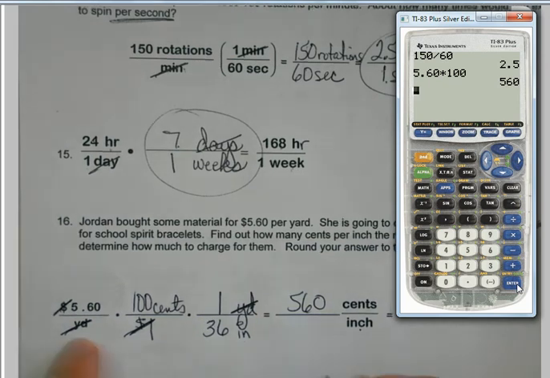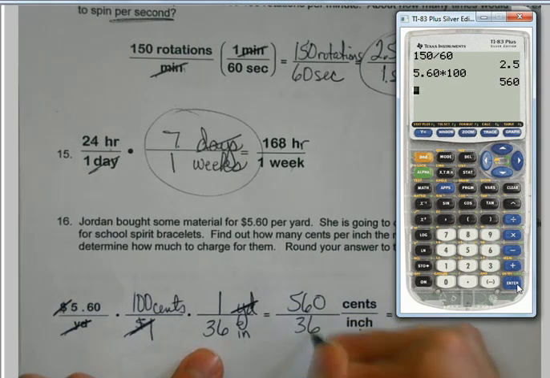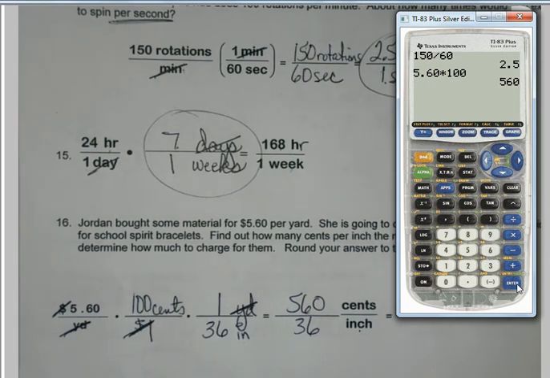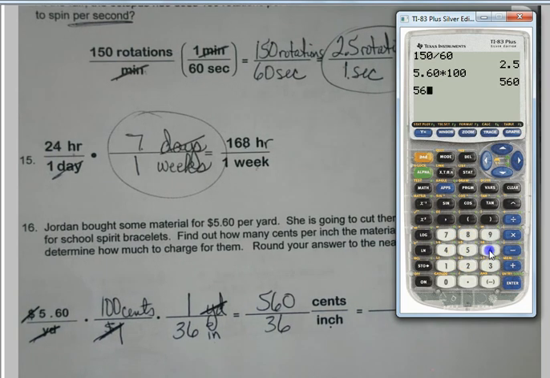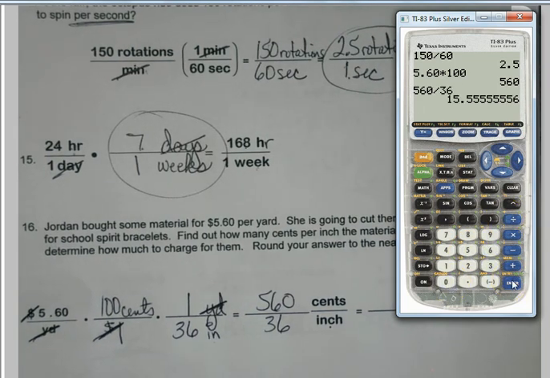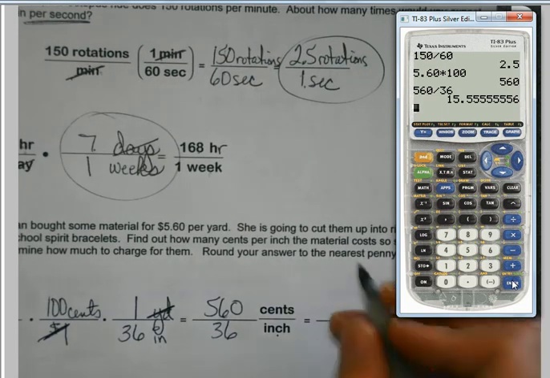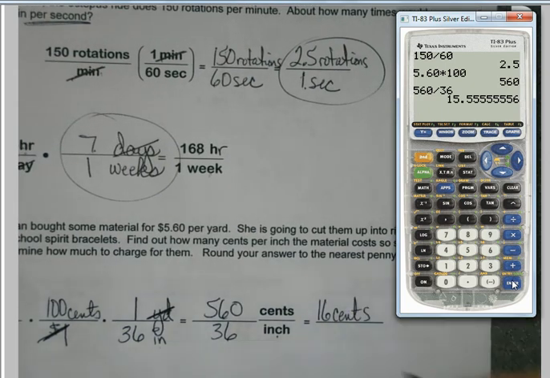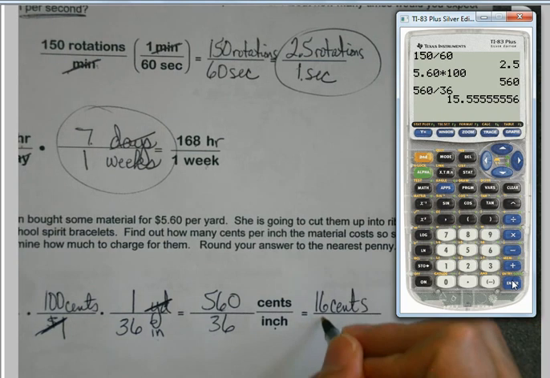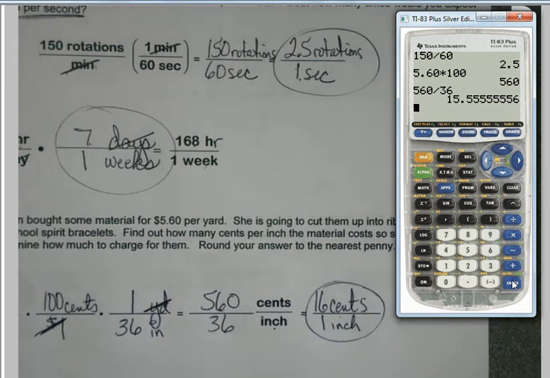Down here, everything's canceled but the 36. But again, we want to know per inch. So sort of like what we did up in number 14, I'm just going to divide the numbers I have now. 560 divided by 36. Round to the nearest penny. So we'll round up. So 15.55 would be 16 cents per inch. And that's how they figure these things out.